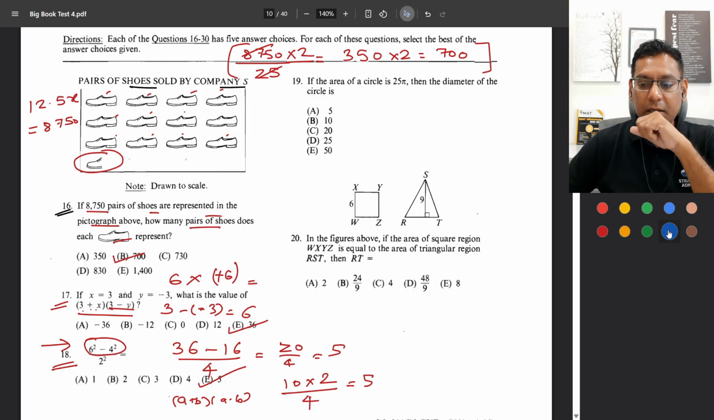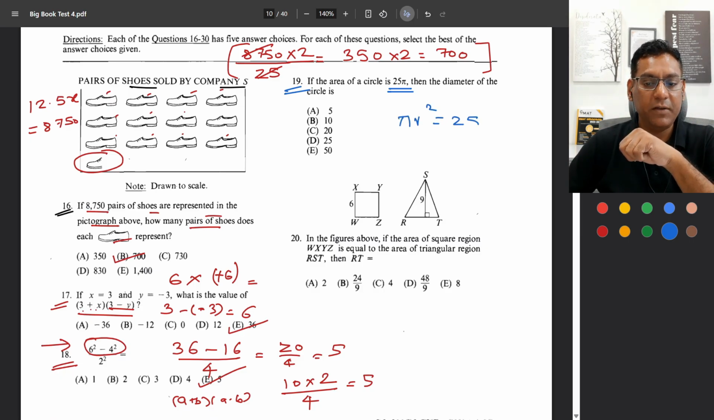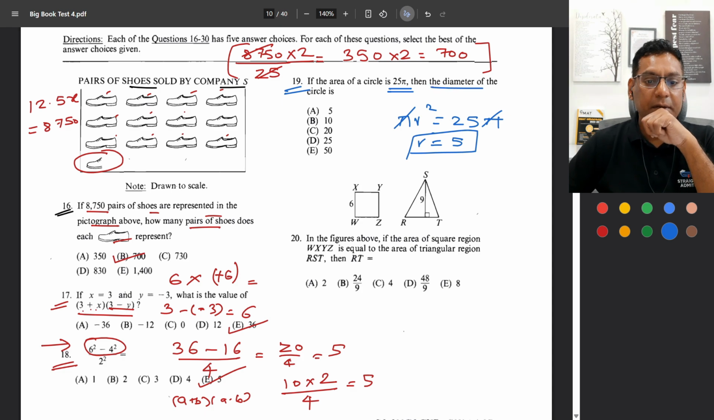Okay, let's look at question 19. If the area of the circle is 25 pi, let's say the radius is r, the area of the circle is going to be pi r square, that is 25 pi. So pi gets cancelled, r square is 25, so r is 5. Radius is 5, then the diameter is going to be 10 units. Okay, answer choice D.